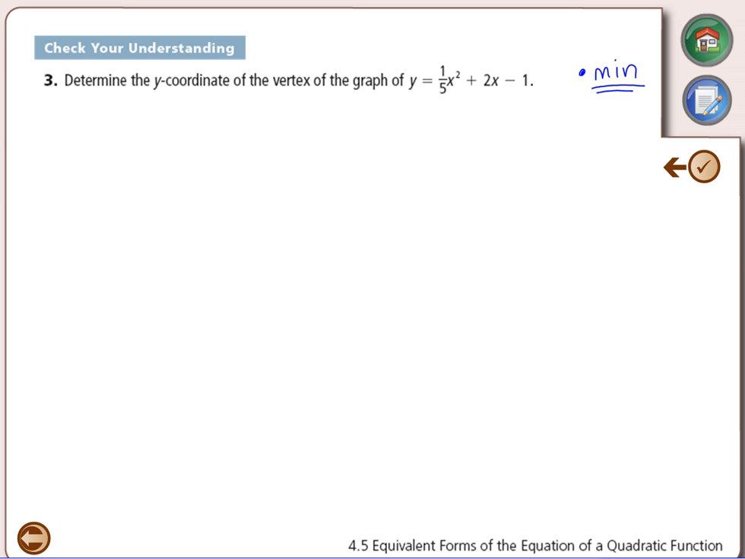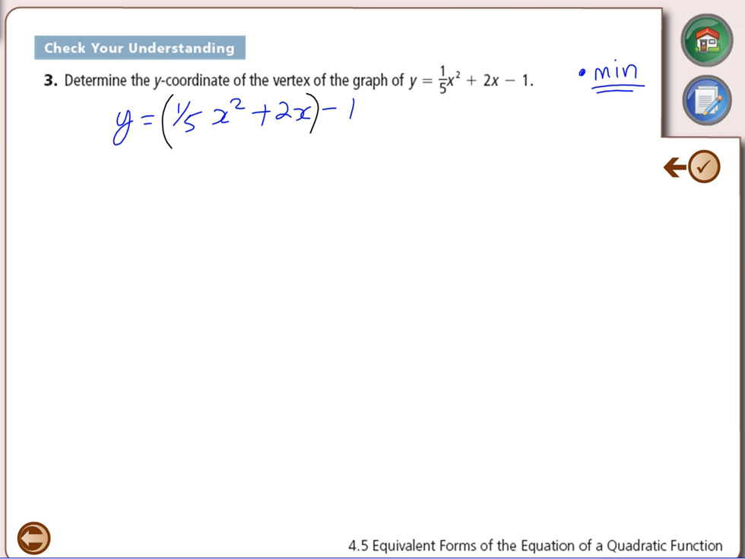Well, let's do it. Oh, they got fractions in there. They're trying to make it tough on you. No big deal. You can handle it. 1/5 x squared plus 2x minus 1. Step number 1. Same steps as always. Bracket off the first two. We need to factor out that leading coefficient. Whether it nicely comes out or not doesn't matter. Got to pull it out.